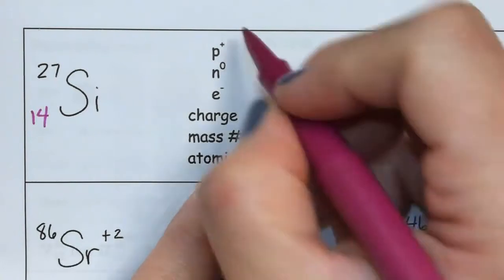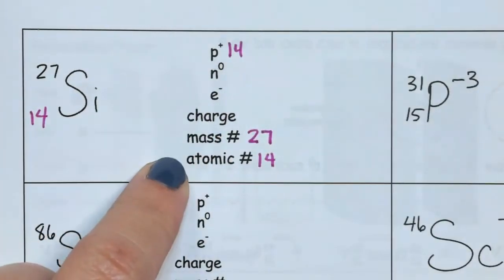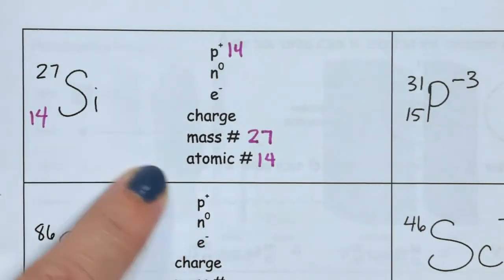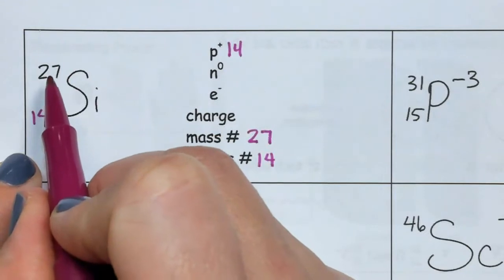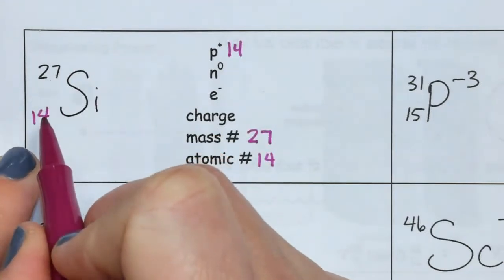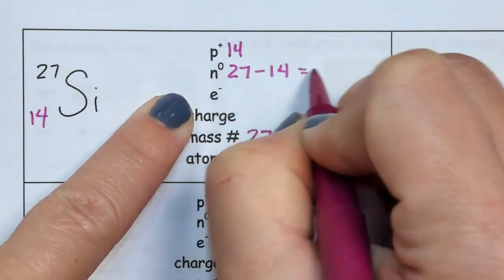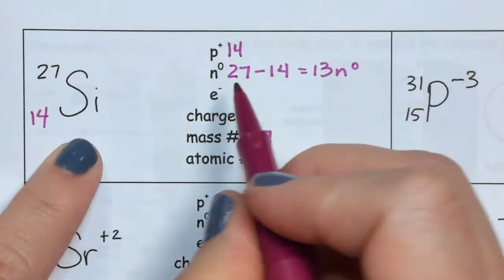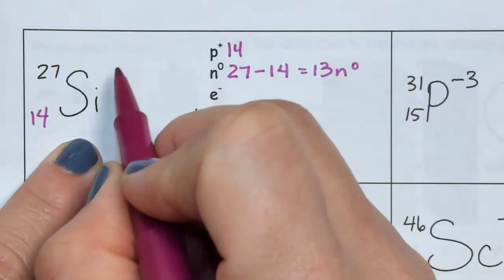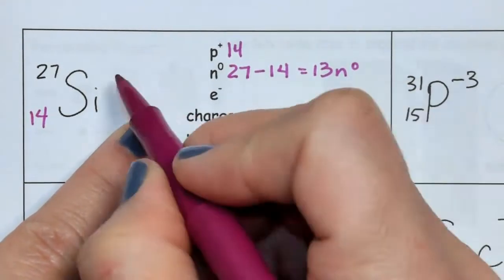The atomic number equals the number of protons. There are 14 protons because the atomic number is 14. Now, if I want to know the number of neutrons, I'm going to do 27 minus 14 equals the neutrons. 27 minus 14 equals 13 neutrons. Electrons, well, I have to look at the charge. There's nothing here, so the charge of this is 0 because there's nothing there.